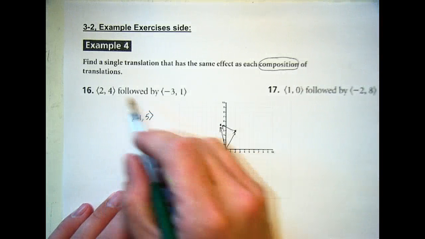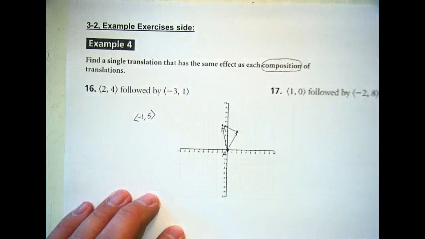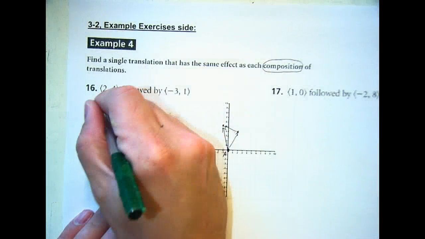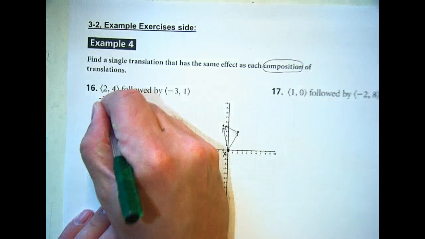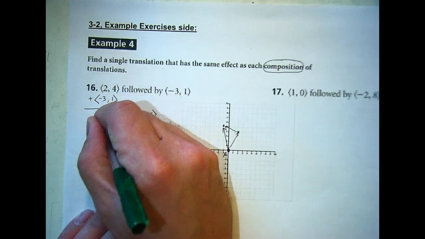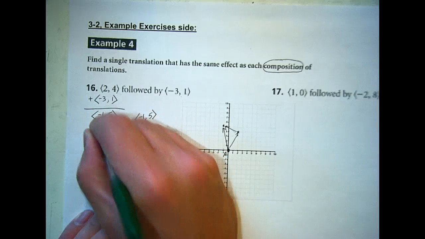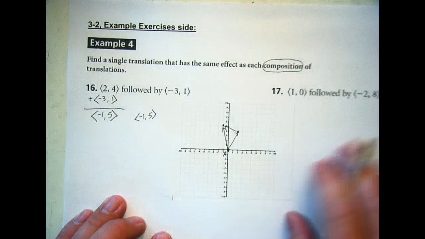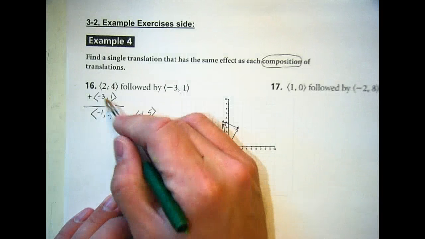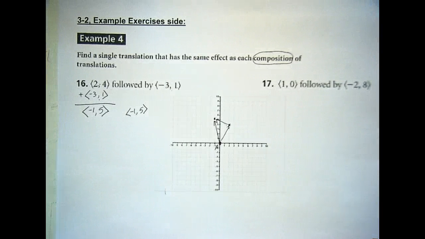How could we have gotten negative 1, 5 without using the picture? Could you add your x values and then add your y values together? You could. You could take this vector right here, the negative 3, 1, and just add the two up. So 2 and negative 3 is negative 1, 4 and 1 is 5, and that tells you what the composition would be. So you shouldn't have to graph it every time, is the point. Hopefully you can just add them. Any questions there? A good question there, Carson.